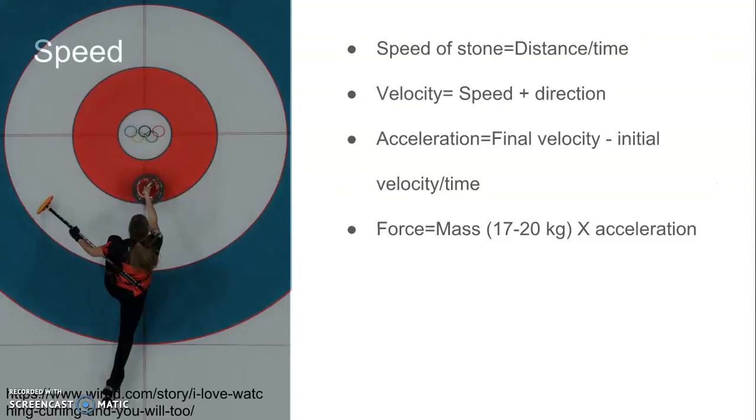Speed is the rate at which something is able to move or operate, and it's also set up by the equation distance divided by time. And velocity is the speed plus direction. Acceleration is a change in velocity, which is either speed or direction. And then force equals mass, which in this case the stone is 17 to 20 kilograms. And then you take that mass and multiply it by the acceleration to get the force. Force is also a push or pull that acts on an object.